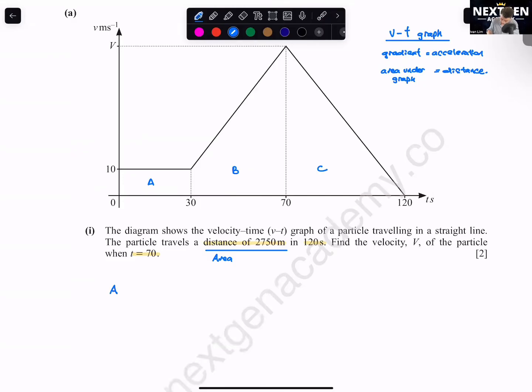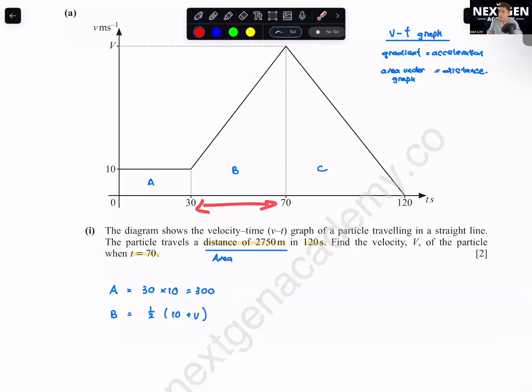Okay, so A, what is A? It's a rectangle, 30 times 10, 300. B, this is a trapezium. So 1 over 2, 10 plus V, then this is your height, 70 minus 30 is equal to 40. Okay, you will get here 20, 10 plus V, 200 plus 20V.